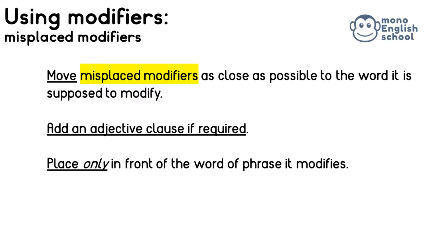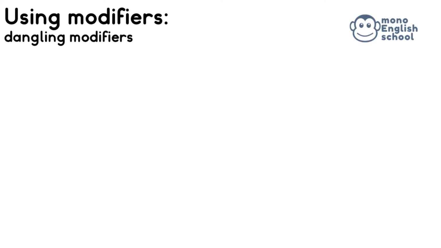And now a quick review of misplaced modifiers. Move misplaced modifiers as close as possible to the word they are intended to modify, adding an adjective clause if necessary. Place only directly in front of the word or phrase that it modifies. Now we will move on to dangling modifiers.